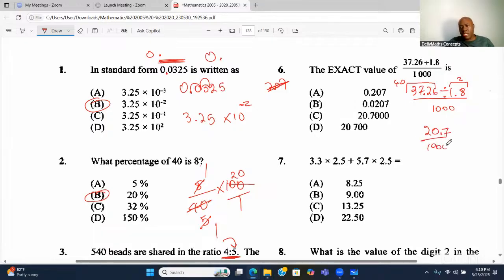Divide by 1,000 because all the answers are showing me that. So I'm thinking 37 is almost 40 and 1.8 is almost 2. So I'm just saying, without doing anything, at the top is 20.7 based on the answers that I'm having here. And then basically that's going to be divided by 1,000. So I'm going to just move my decimal point 3 places to the left. Okay? 1, 2, 3, add a 0. Boom. So I'm looking for 0.0207. Here it is.